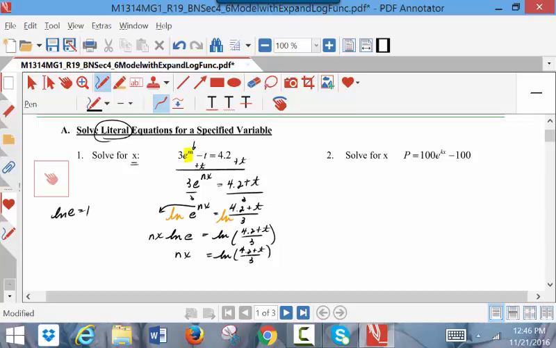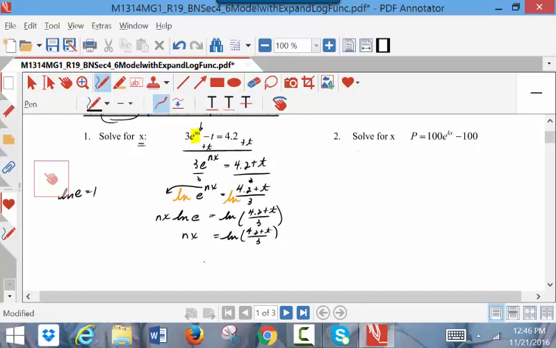And so to get x, the last thing you do is divide everything by n. And so x equals this really hideous complex fraction, but it's the natural log of 4.2 plus t all over 3, all over n. And you have solved it for the variable x. Okay, you have solved for x.